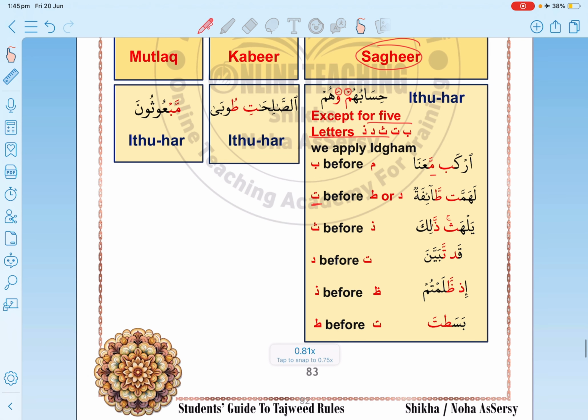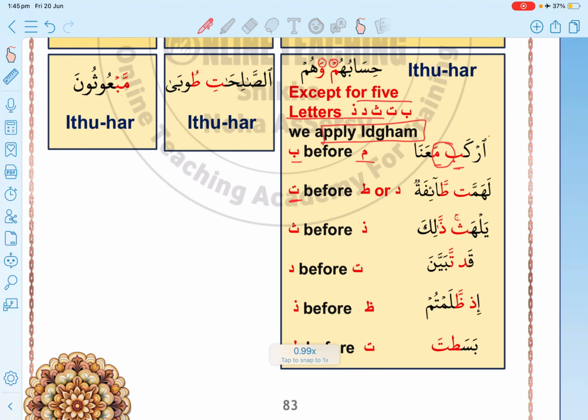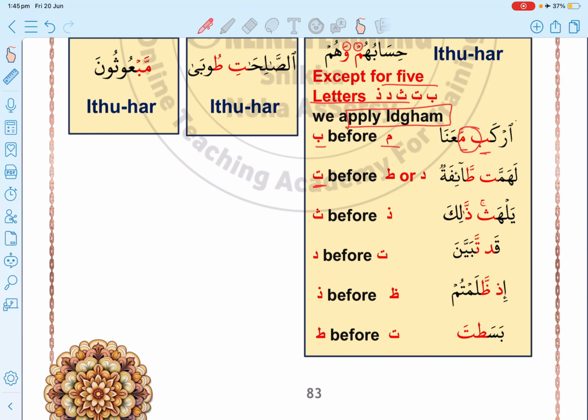What are the 5 letters, or the examples in which we will apply idgham? The first one is ba before mim, for example irkam ma'ana. You see the merging here. Idgham means merging, so we apply merging here, not idhar, because this one is an exception. The second exception is ta before ta or dal. So we have ta before ta here: la hamma ta. You see the merging here?